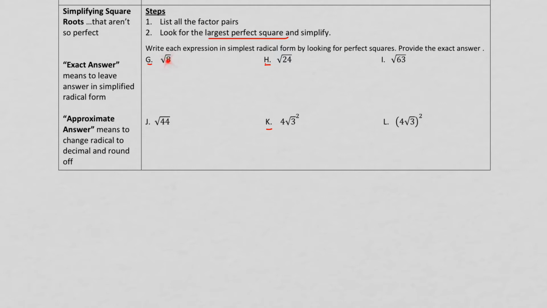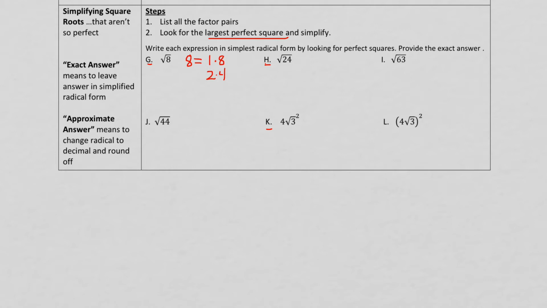Okay, example G. Let's simplify radical 8 to its simplest radical form by looking for perfect squares. So again, step 1, list all factor pairs. So always start with 1 times the number. So 8 is equal to 1 times 8, but it's also 2 times 4. And then that's kind of it. So as you scan these different factors, do you see any perfect squares?